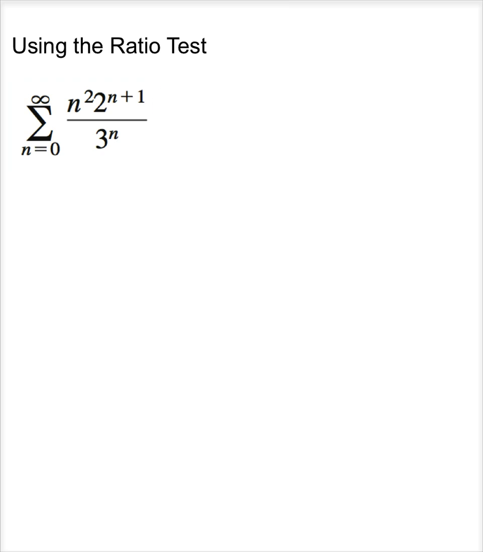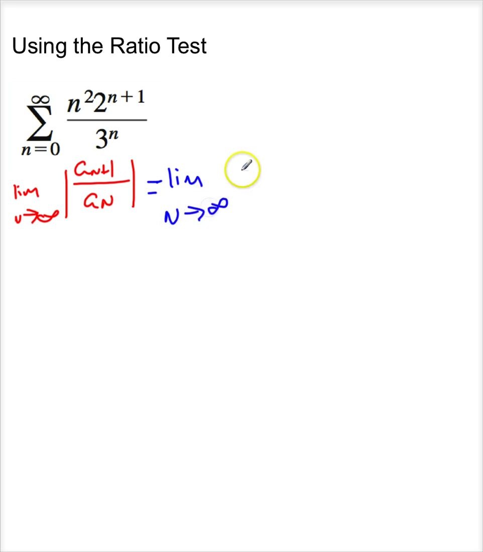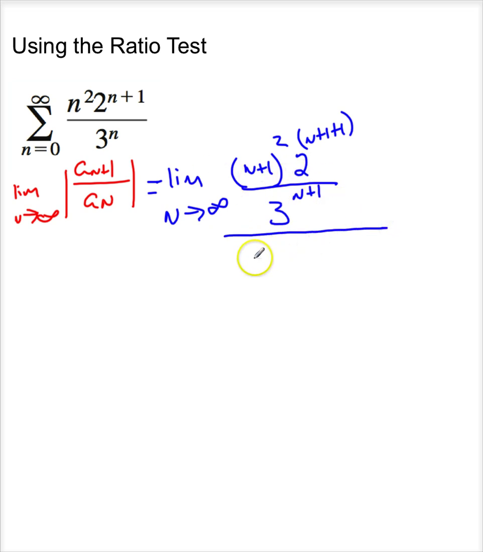Now let's look at the sum as n goes from 0 to infinity of n squared times 2 to the n plus 1 divided by 3 to the n. All right, so we're going to look at the limit as n approaches infinity of, now I don't really need absolute values here, but I'll use them anyway, a sub n plus 1 divided by a sub n. So this is the limit as n approaches infinity of n plus 1 squared times 2 to the n plus 1 divided by 3 to the n plus 1, and it's all divided by the nth term, which is n squared times 2 to the n plus 1 divided by 3 to the n.